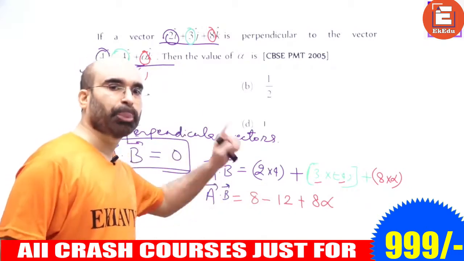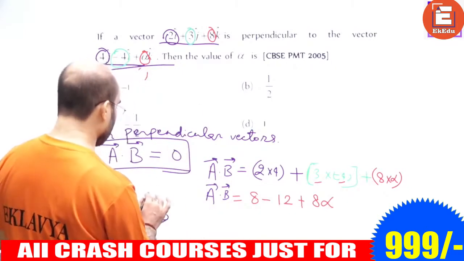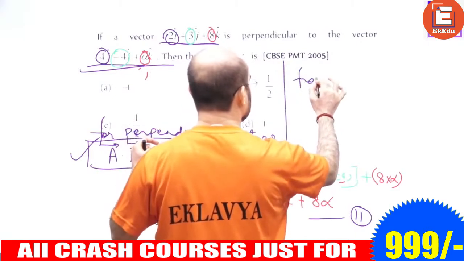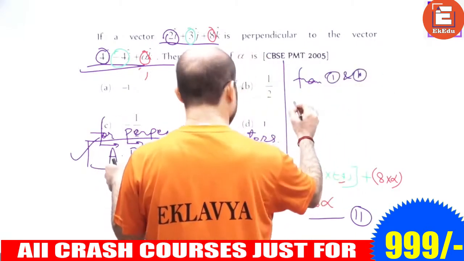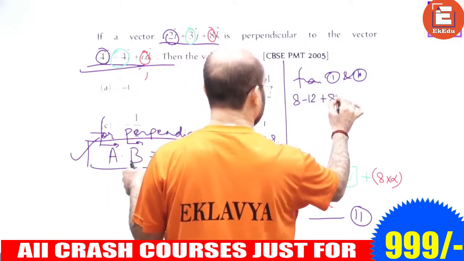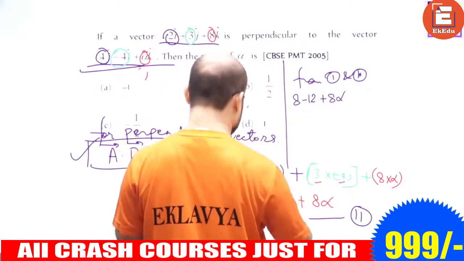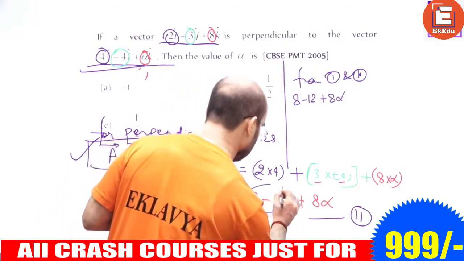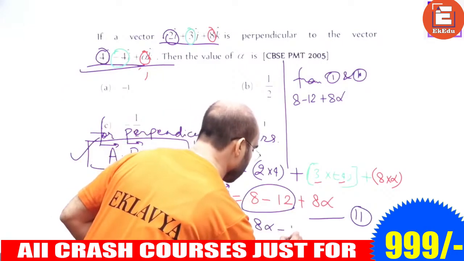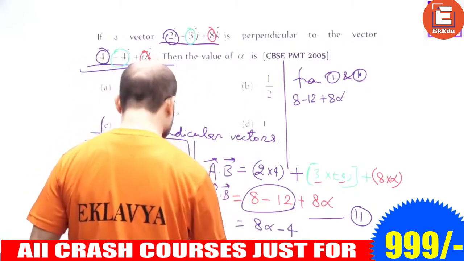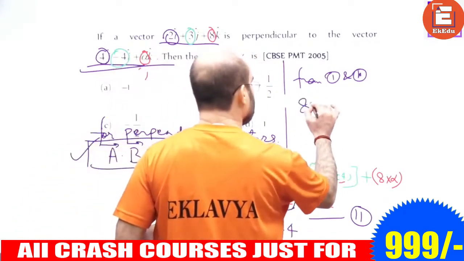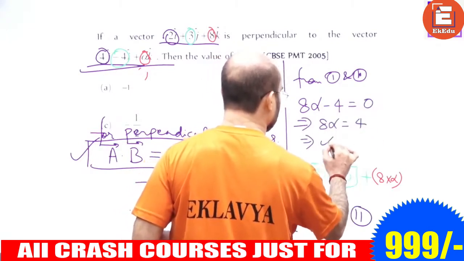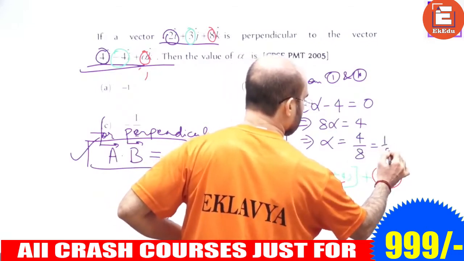So A dot B has to be 0. That means if you look at it, this is equation 1, this one equation 2. From 1 and 2, what we get? We get 8 minus 12 plus 8 alpha. Obviously the resultant is this, no? This is minus 4. So 8 alpha minus 4. So what we will put here? 8 alpha minus 4 equals 0. That means 8 alpha equals 4. That is alpha equals 4 by 8. That is, answer is half.